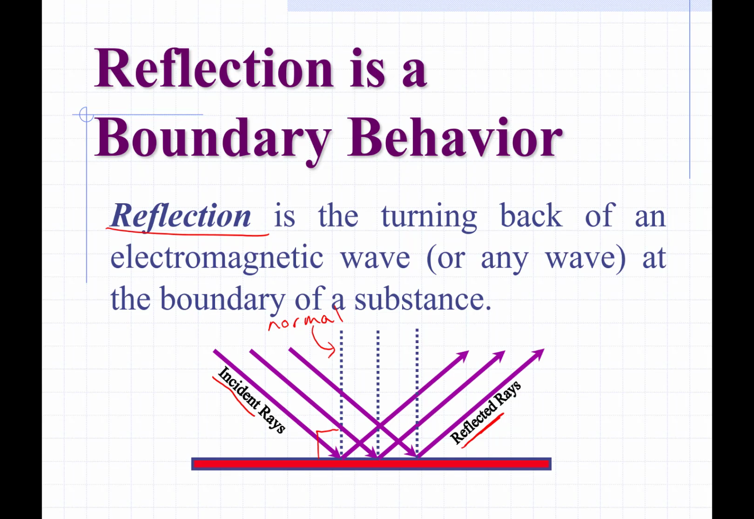It's called normal because normal means perpendicular. And we're going to be using the normal all the time when we're working in optics to measure angles.